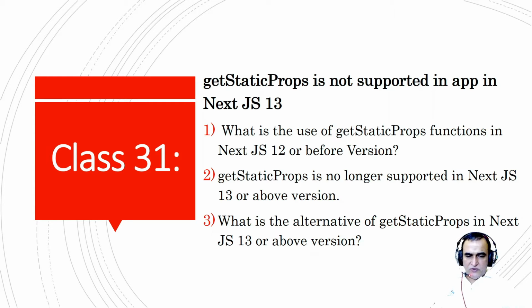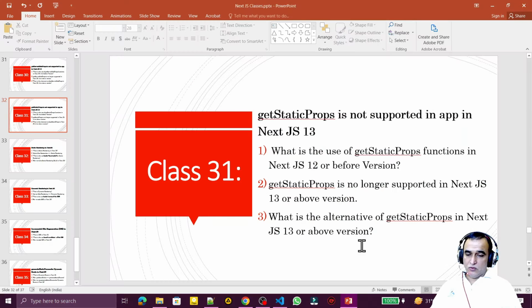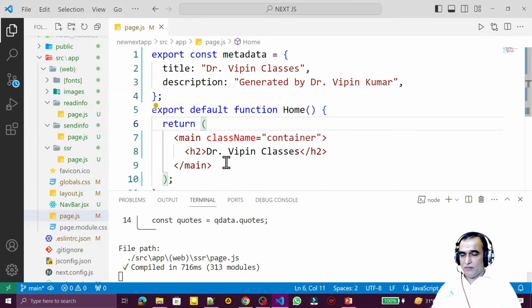So in this video, we are going to understand what the use of the getStaticProps function is in Next.js 12 and earlier versions, what the error is that comes in the Next.js 13 version, that is, getStaticProps is no longer supported, and what the alternative is in the latest version of Next.js 13. So let's go to the practical environment.